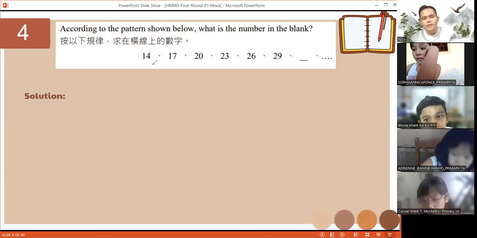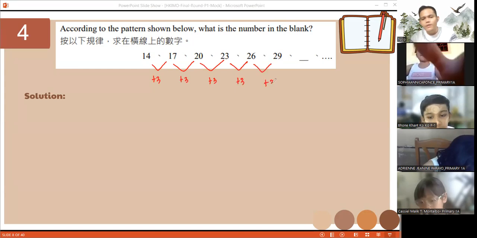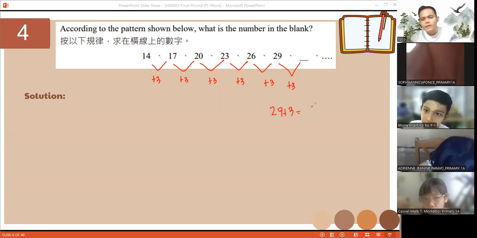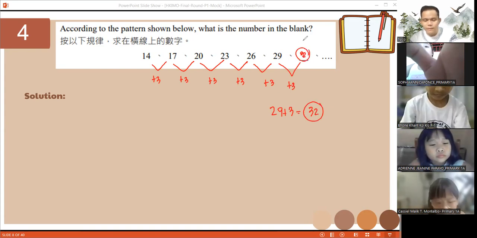14, 17, you add 3 here, you add 3 here, you add 3 here, right? You add 3 here, then you add 3 here. So we know you add this one by 3 again. So it's just 29 plus 3, you'll get 32. So 32 is the final answer.